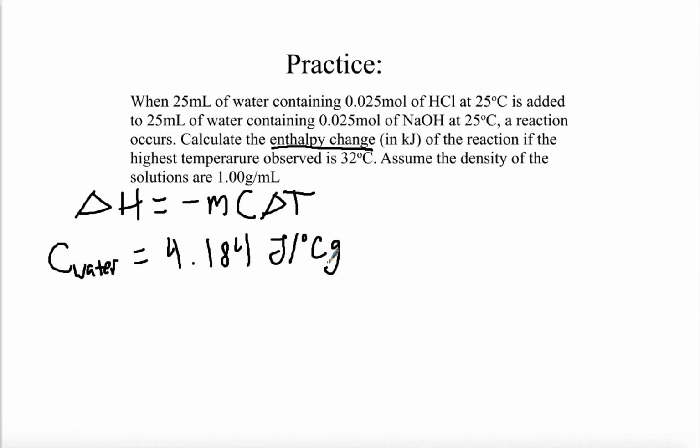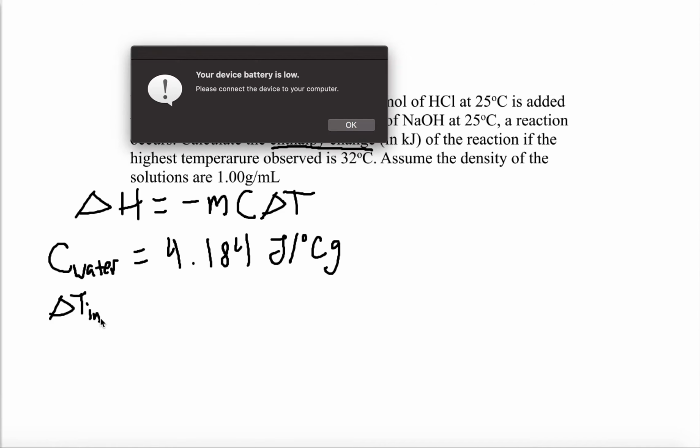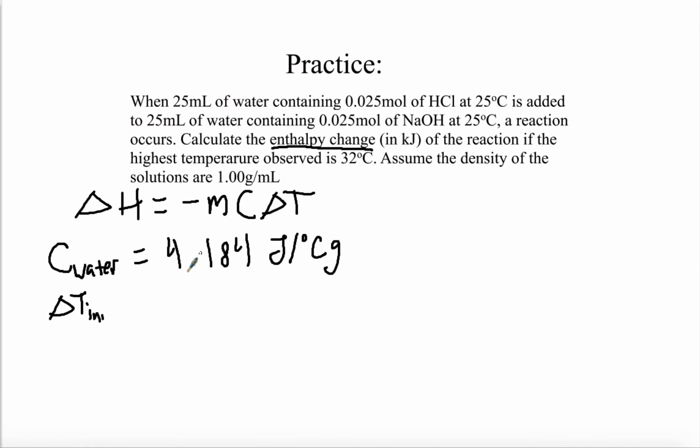Okay, so the C you just look up. This is something that you just find in a table. Okay, so what other information are we given here? Well, we're given the initial temperature, so we're going to put T initial is equal to 25 degrees. We know the final temperature is 32 degrees.